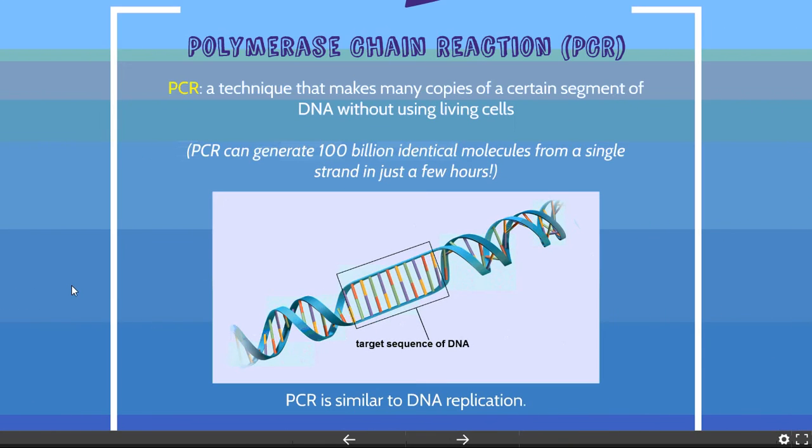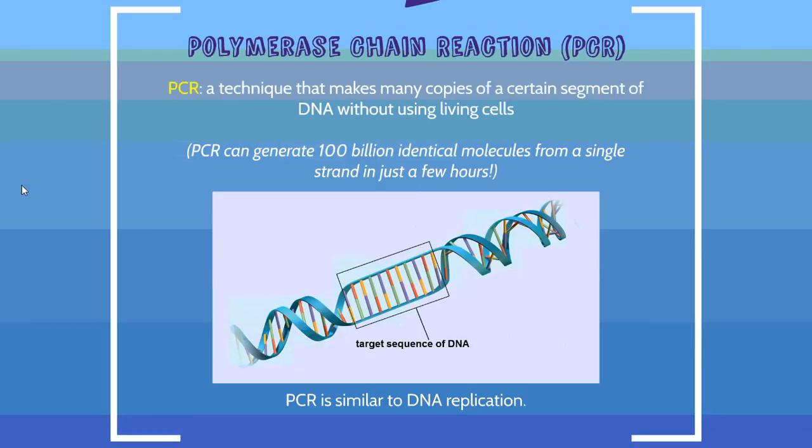All right. So then we have to copy DNA. This process is called polymerase chain reaction, or PCR. It's a technique that makes many copies of a certain segment of DNA. So if you were in the crime lab, say, and you didn't have a large enough sample of DNA, you would use this PCR technique in order to make more copies of that same section of DNA that you have in order to perform more tests.